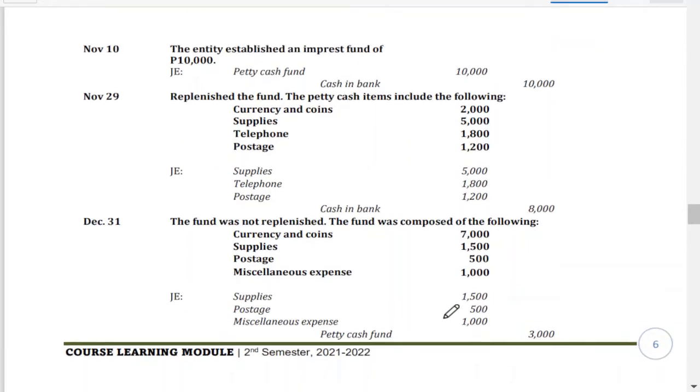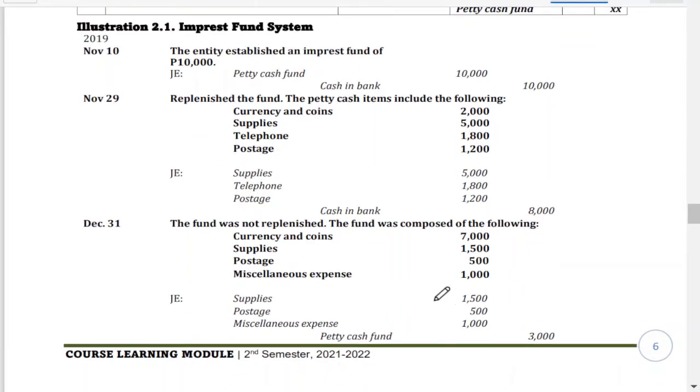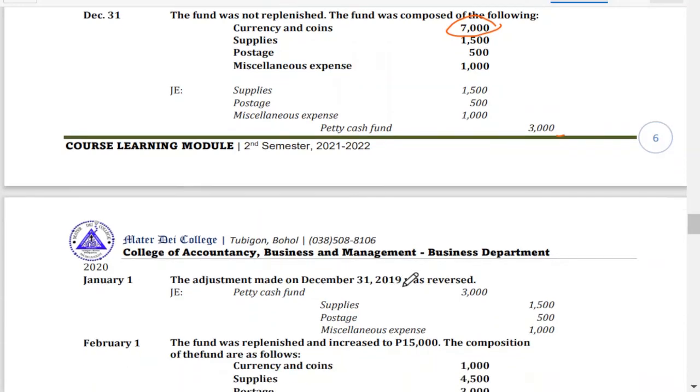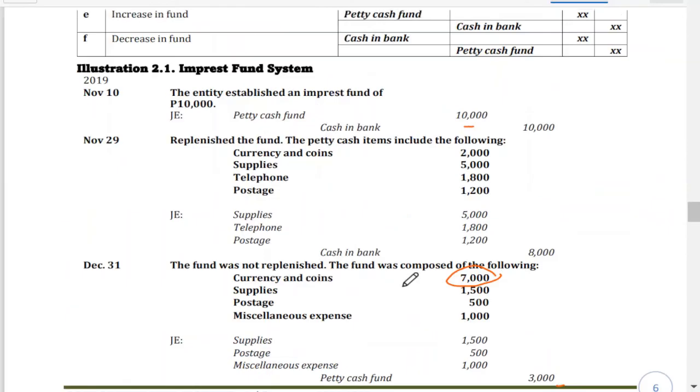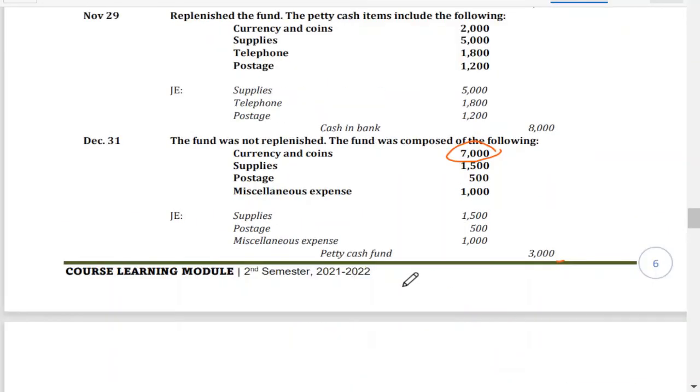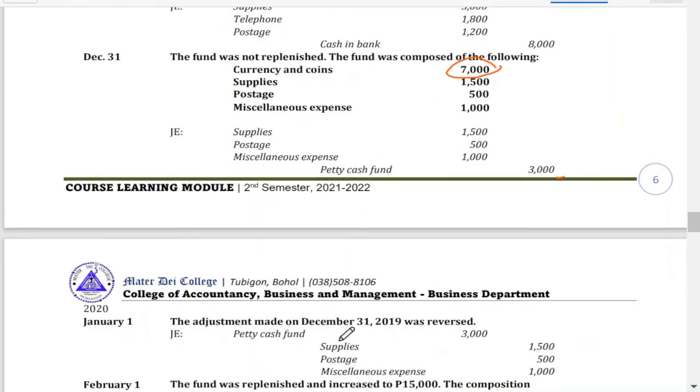Okay? So, magkano na yung petty cash fund at the end of the year? Tingnan mo, 10,000 minus 3,000. So, ilan na lang or magkano na lang ang natira? It will be equal to 7,000, which is the actual petty cash fund on hand. The following year, okay, di ba, i-reverse. Okay, so you have debit petty cash fund, then credit supplies, postage, miscellaneous expense.